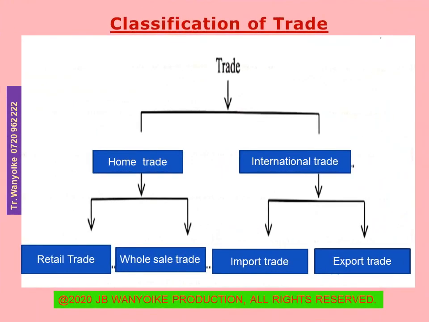So dear student, we can classify trade in a flowchart as follows. We have said trade is basically divided into two branches, that is home trade and international trade. Home trade is also called local trade or domestic trade, whereas international trade is where trade takes place between the boundaries of two or more countries. Remember, we said we have bilateral trade for international trade between two countries, and multilateral trade for trade involving more than two countries.